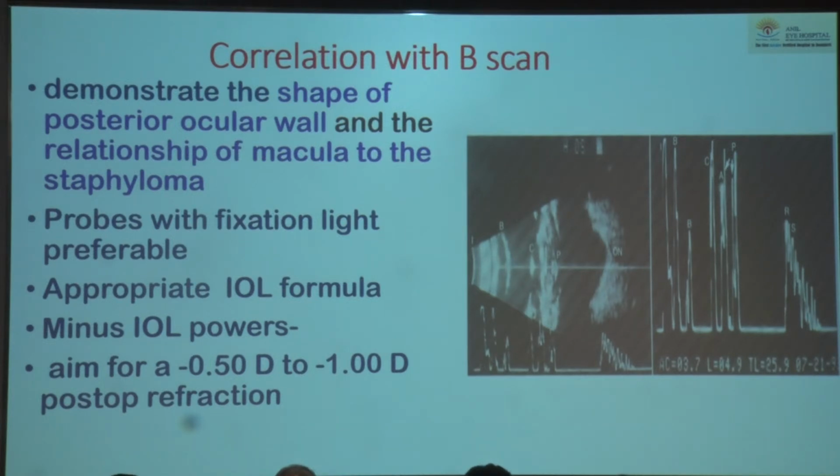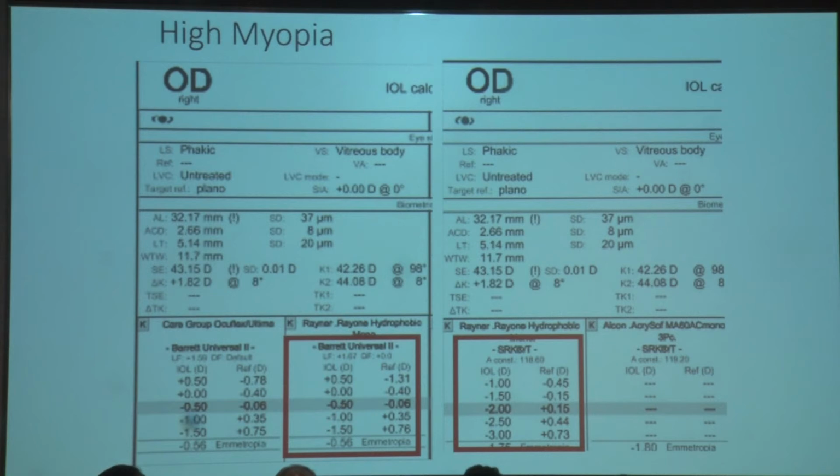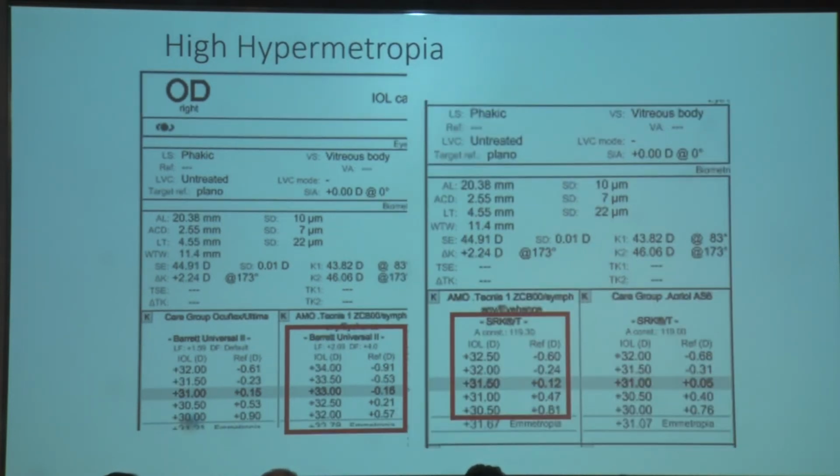Also use an appropriate formula, which we would be alluding to later, and try to aim for a slight myopic post-op refraction. Now, even if you're using an optical biometry, the choice of the IOL formula is so important. Compare these two things on your screen. The one on the left, you can see the axial length is 32.17 millimeters, so it's a very high myope. The Barrett Universal 2 shows a -0.5, whereas the SRKT shows a -2. So you can really go haywire in these cases.